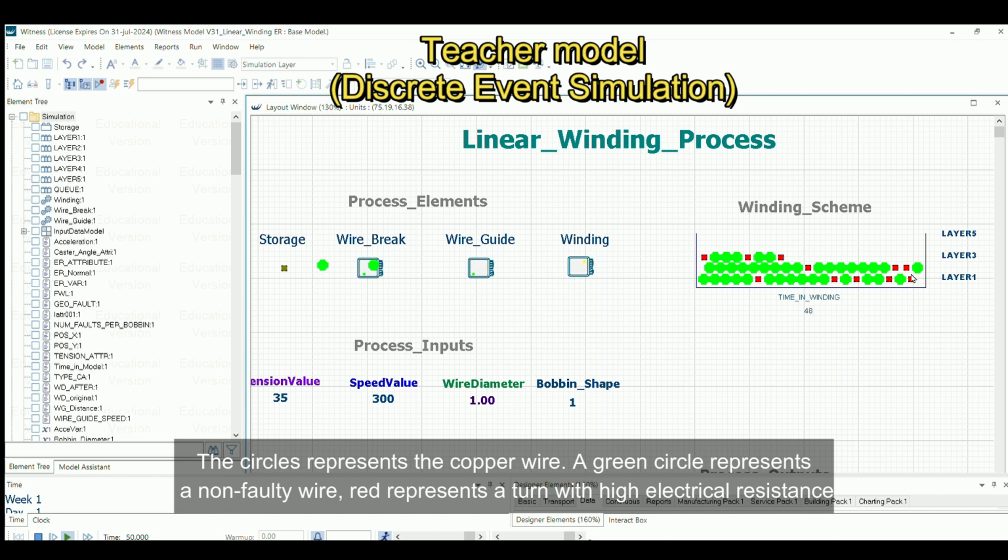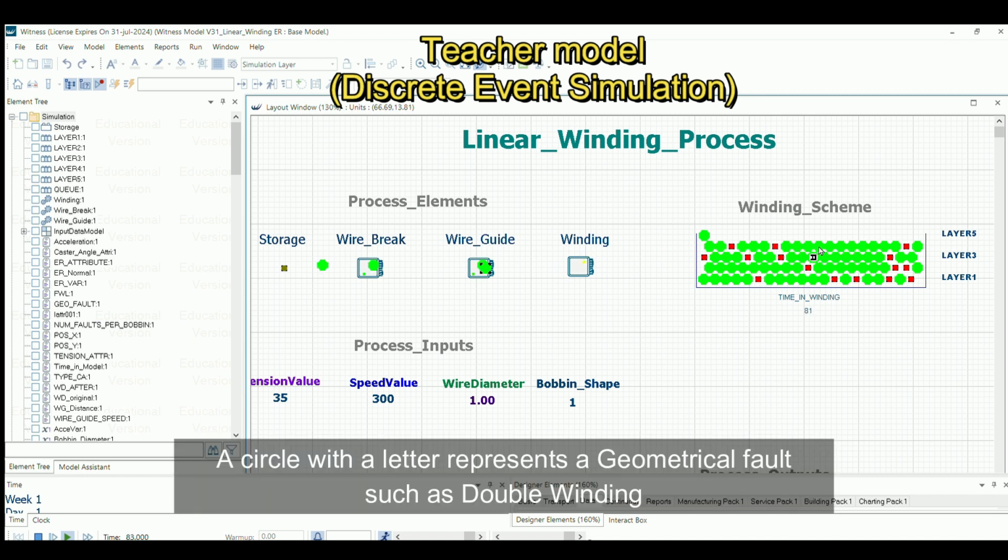The circles represent the copper wire. A green circle represents a non-faulty wire. Red represents a turn with high electrical resistance. A circle with a letter represents a geometrical fault, such as double winding.